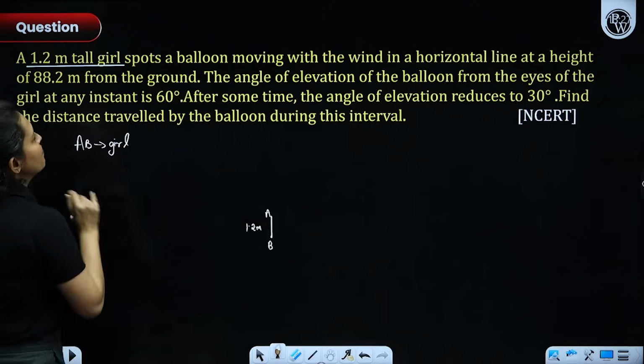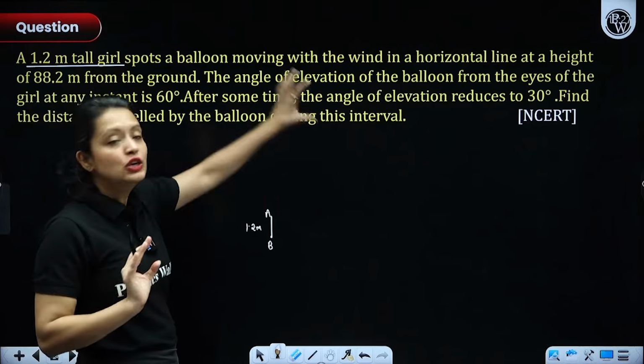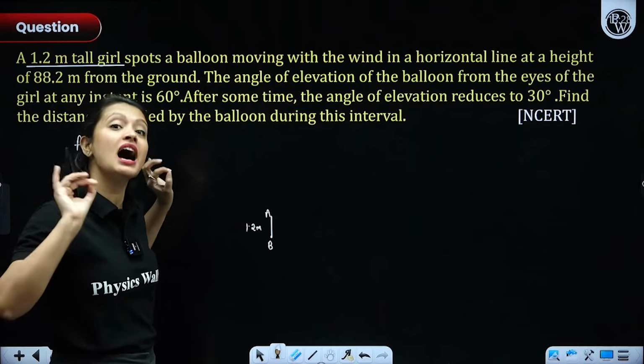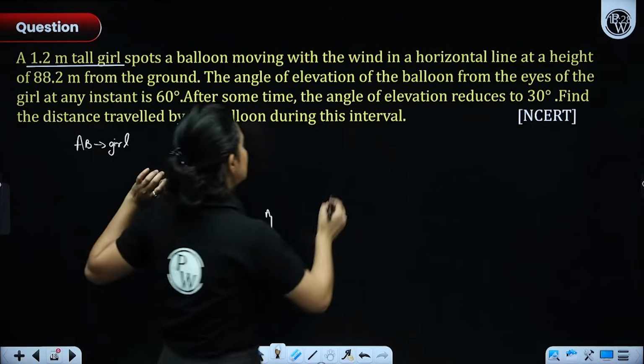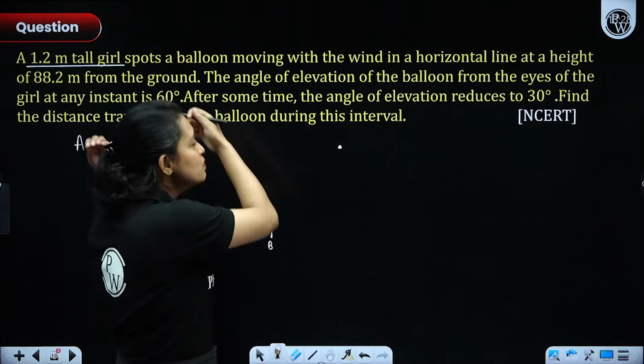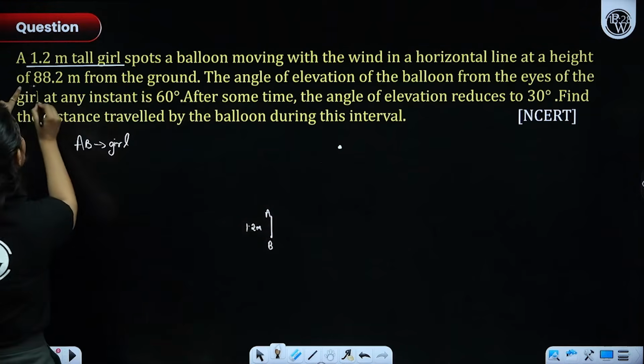Now, she spots a balloon moving with the wind. You can see that nowhere in the question are the dimensions of the balloon given, right? So, the balloon is a point size object. So, let's suppose this is my balloon. At one point, this is my balloon and it's moving with the wind. And it is at a height of 88.2 meters from the ground.